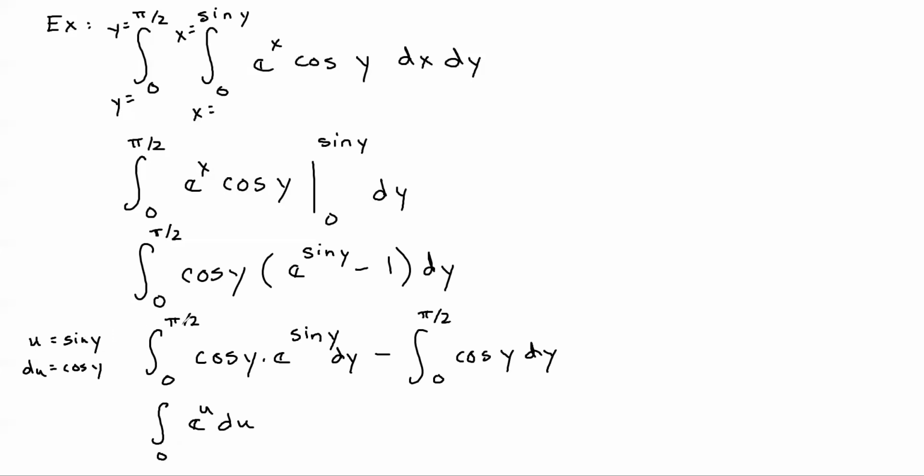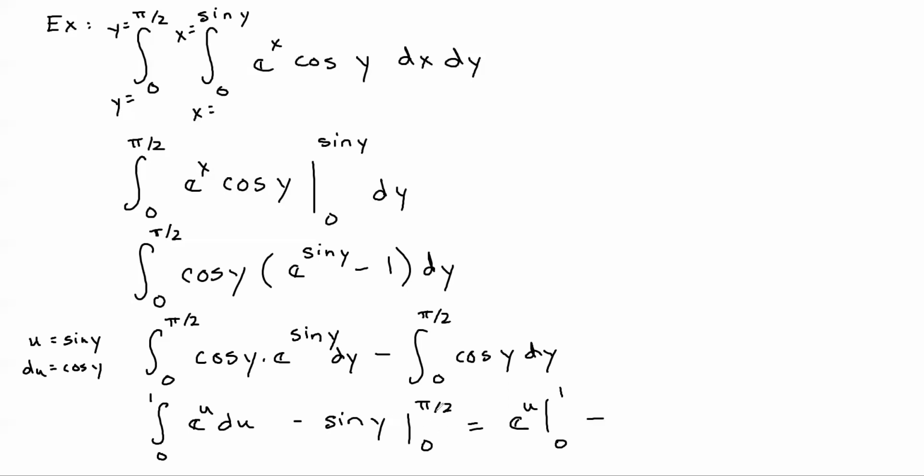And when y is pi over 2, if you take that and plug that in, you're going to get sine of pi over 2, which is 1. All right. And then for this second integral, we can just go ahead and evaluate this. So the antiderivative of cosine is sine from 0 to pi over 2. And then our antiderivative of e to the u is e to the u, 0 to 1.